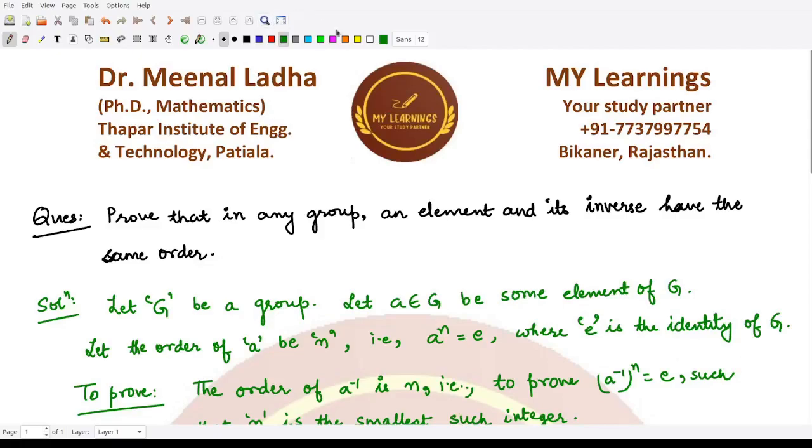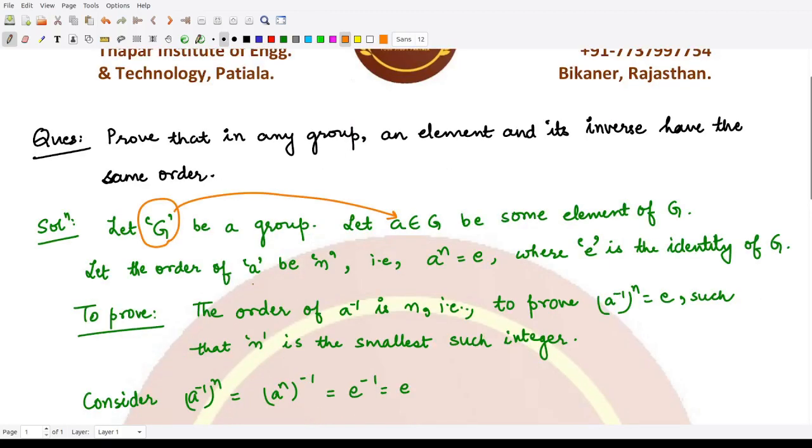In this video we have to prove that in any group, an element and its inverse have the same order. We first of all assume that our group is represented by the symbol capital G, and from this group we take some element small a. We assume that the order of this element a is n. That means a raised to power n is equal to e, such that n is the smallest positive integer, where e is the identity of the group. This thing is known to us.